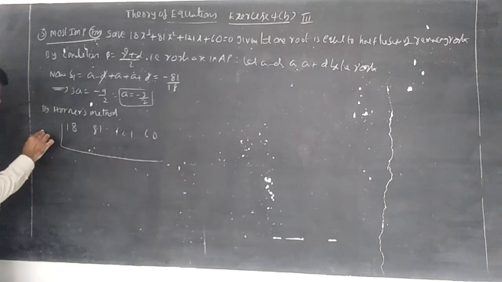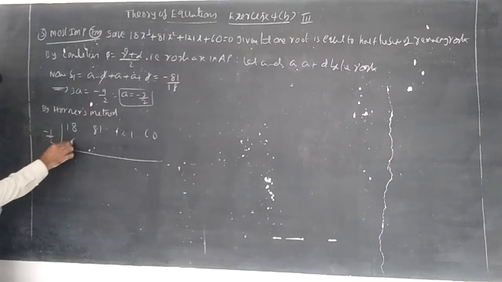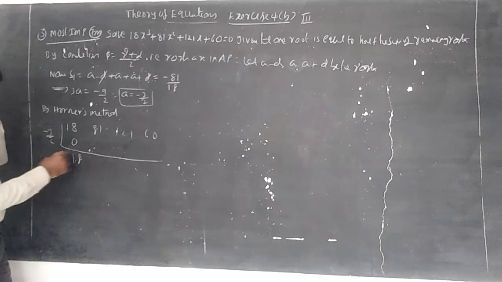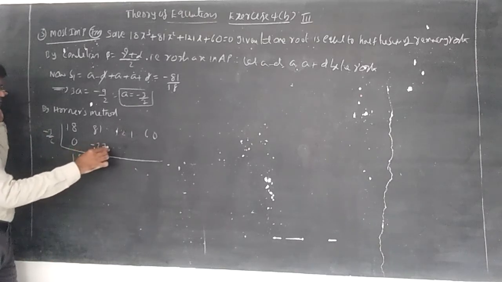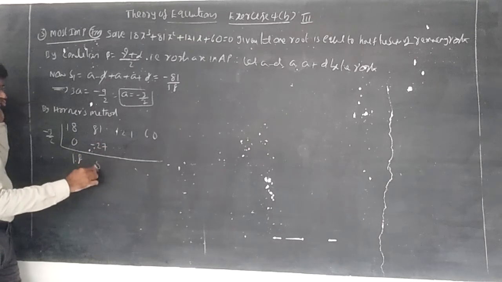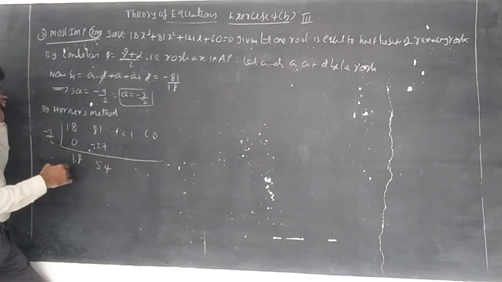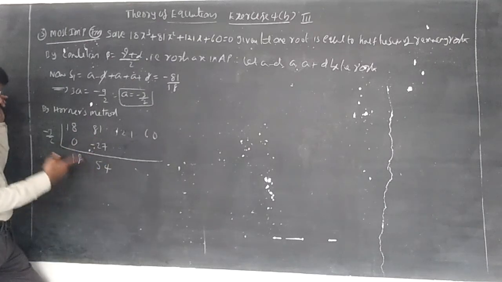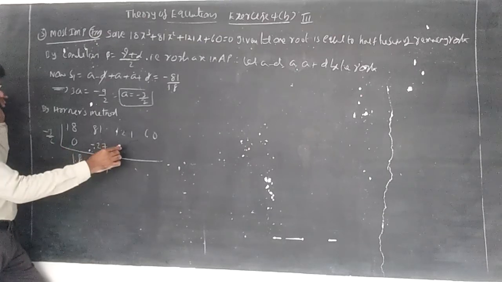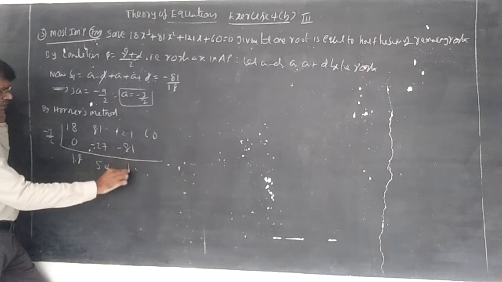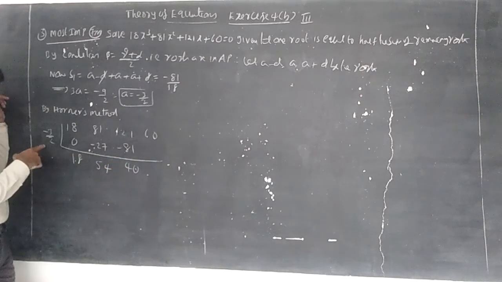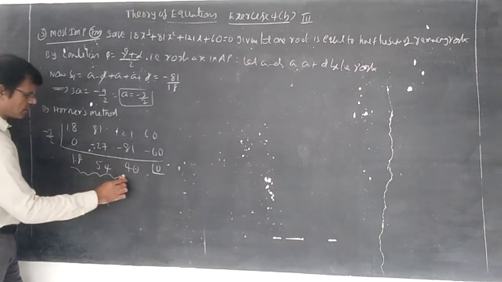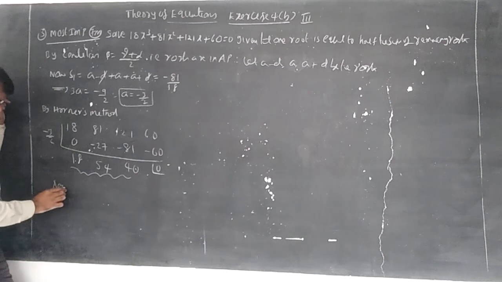The root we got, minus 3 by 2. Put here 0. This is 18. 18 into minus 3 by 2, 9 times will be dividing, so this is minus 27. 81 minus 27 means 54. 54 into minus 3 by 2, that is minus 81, it is 40. 40 into minus 3 by 2 means minus 60, it is 0. So g of x you can write here.